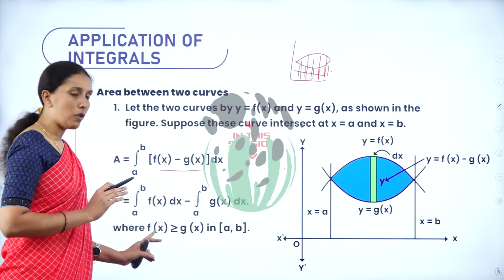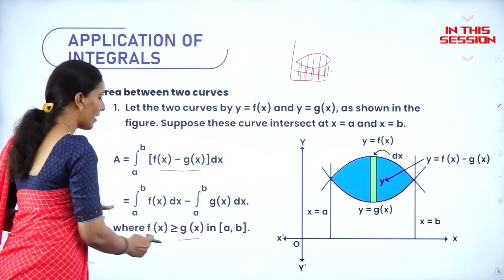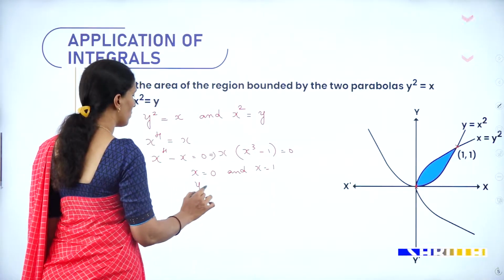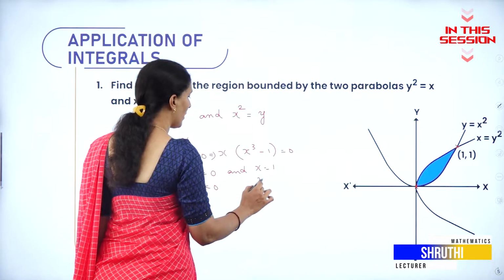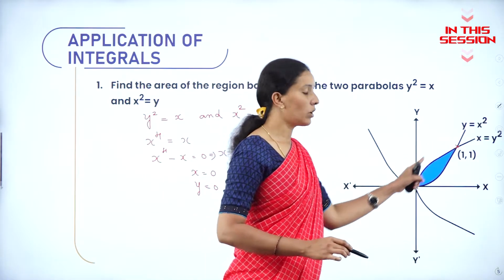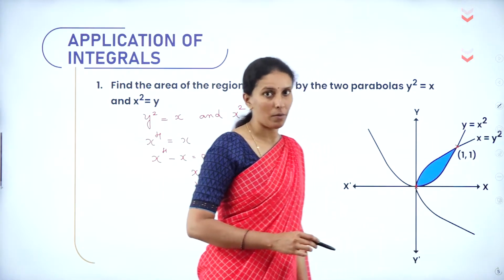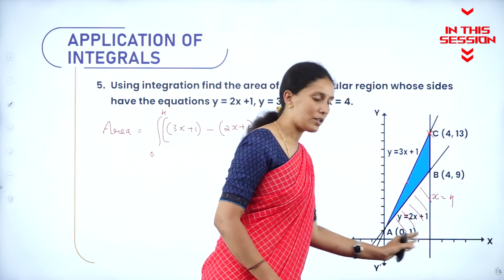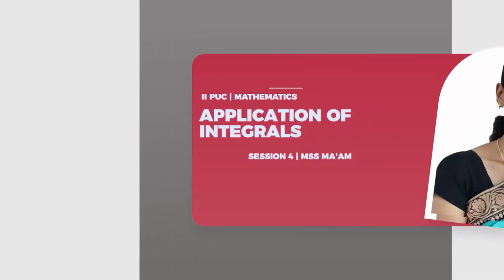Remember here, always f of x is greater than or equal to g of x in the interval a comma b. If x is equal to 0, y is also 0. If x is equal to 1, y is also 1. So therefore, the point of intersection of the two curves is (0, 0) and (1, 1). Lower limit is 0 and the upper limit or the maximum end of the interval is from 0 to 4.